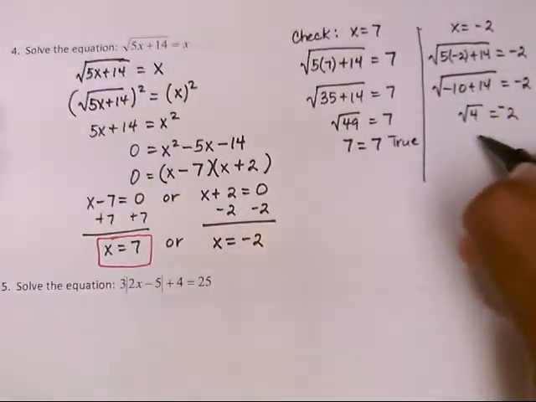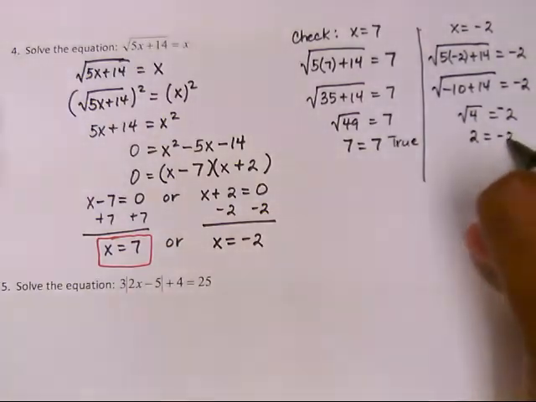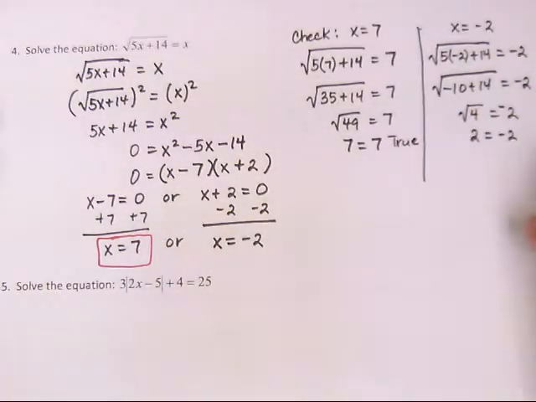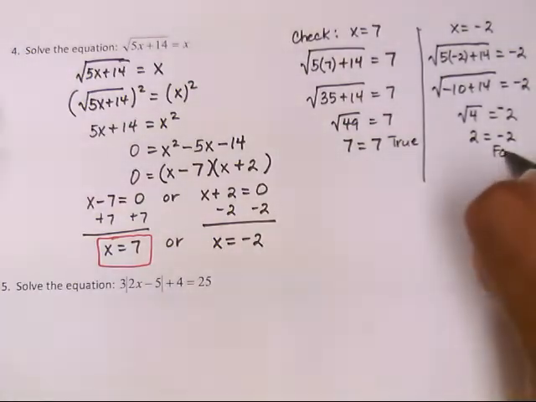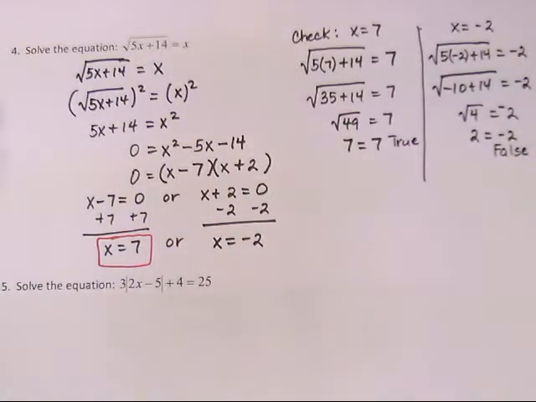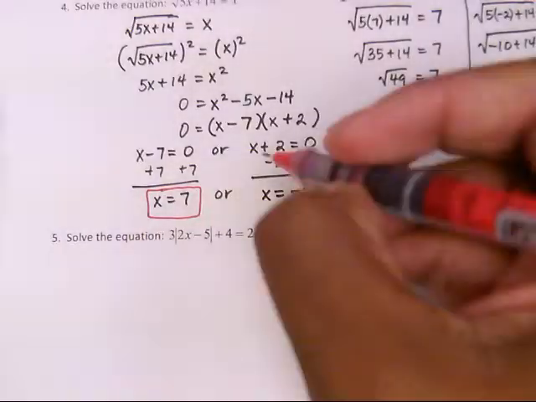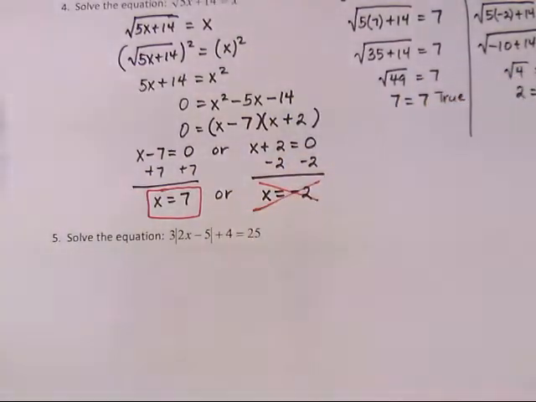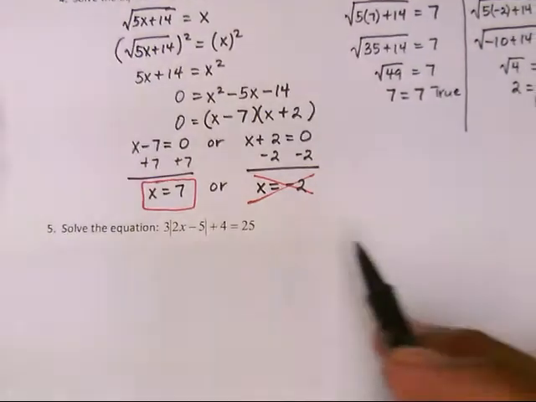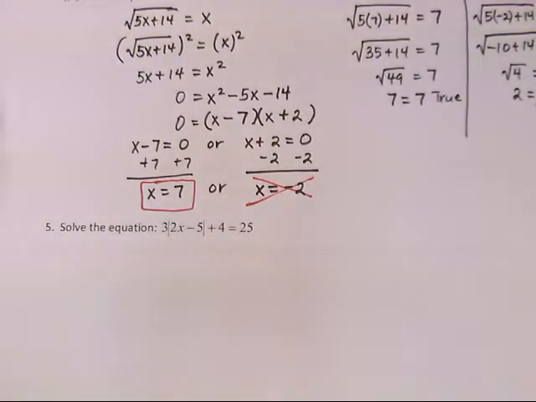Now the square root of 4 is just going to be 2. And 2 equaling to negative 2 is a false statement, because 2 does not equal to negative 2. So I have to eliminate x equal negative 2 as my extraneous solution. So here the only solution for that radical equation would be x is equal to 7.